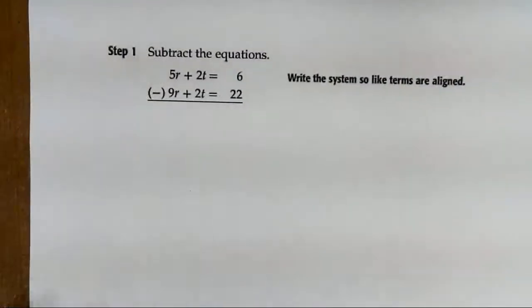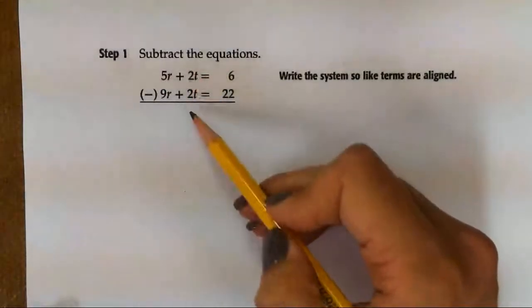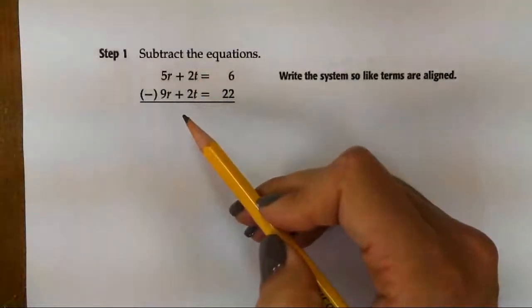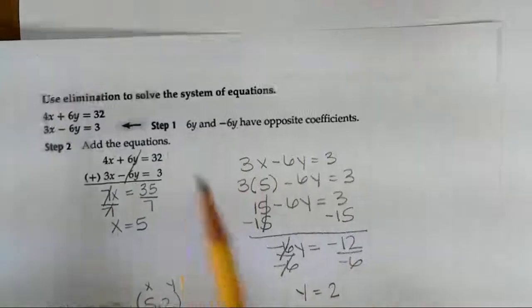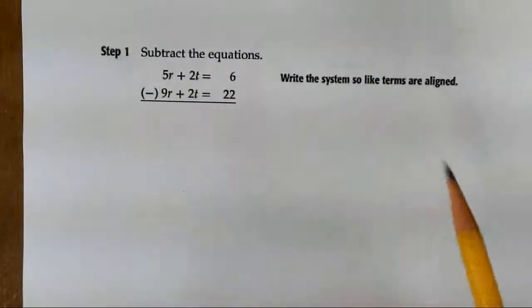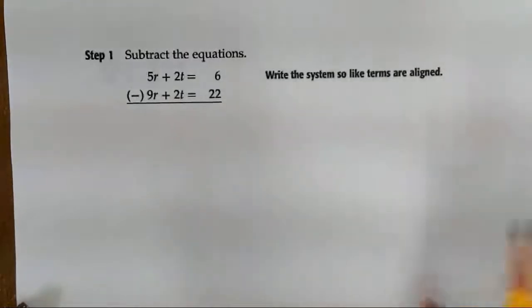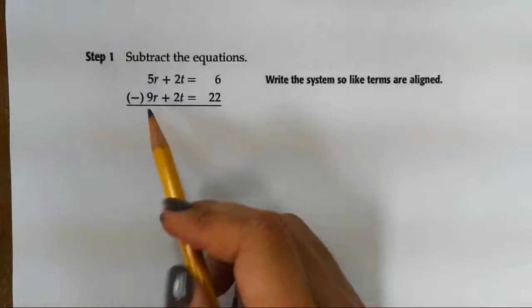Same concept. The only difference is when you want to subtract: if your coefficients are the same. Over here, we were doing opposite coefficients, so they had different signs. In this case, you want to subtract when you have the same signs and the same coefficient. So same thing here.